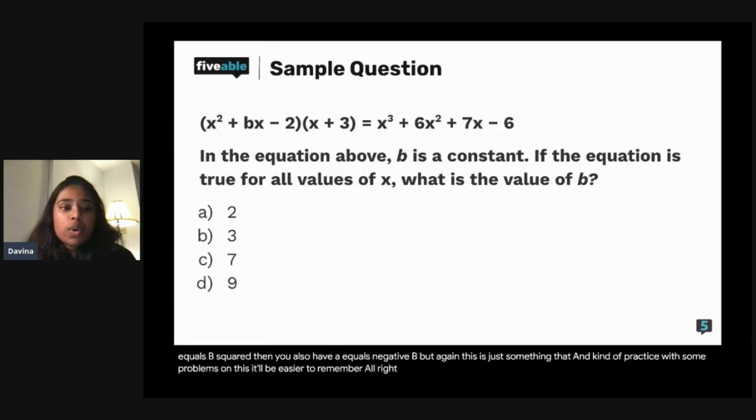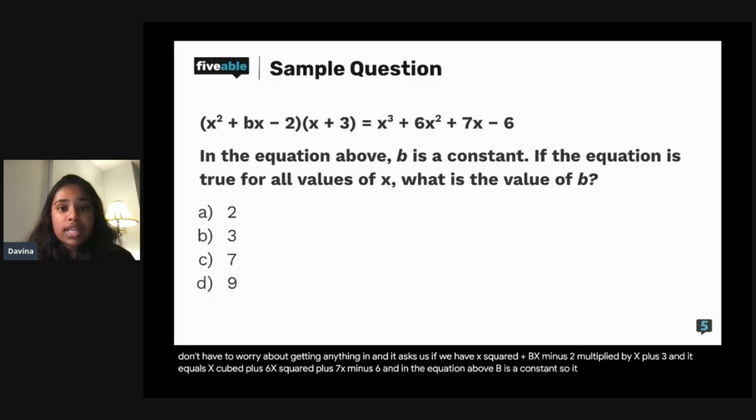All right, so this is our third question. This question here is a multiple choice, so you don't have to worry about gridding anything in, and it asks us, if we have x squared plus bx minus 2 multiplied by x plus 3, and it equals x cubed plus 6x squared plus 7x minus 6, and in the equation above, b is a constant.